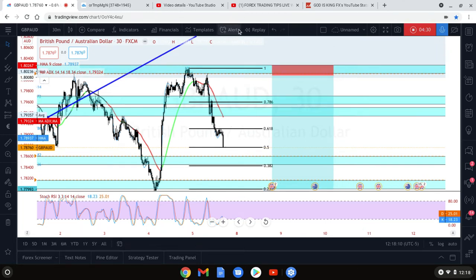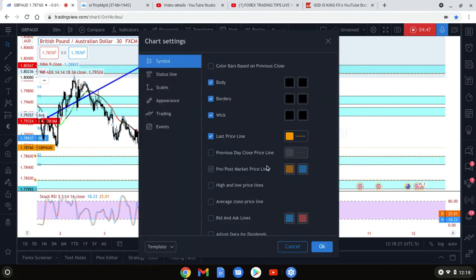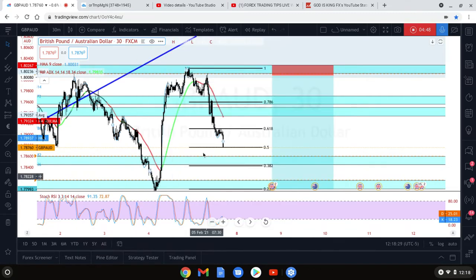So GBPAUD is a very interesting pair. I'm going to take that seriously. When you start something, you want to understand what's going on. You understand every single pair. That's how you know you're taking this very seriously. I take my time to study the pairs at night, because you want to master your craft.